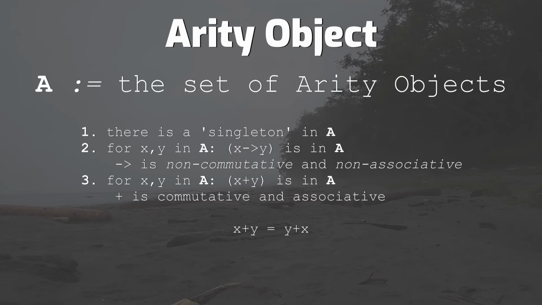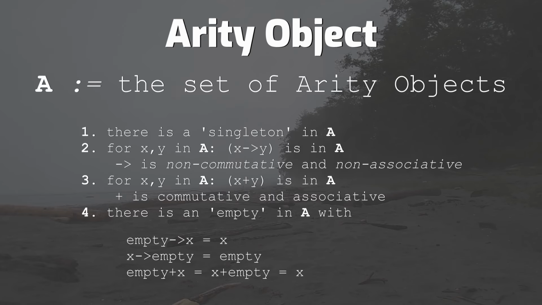Because it's commutative, that means we don't care if one arity or the other comes first in the operator. The order of inputs is irrelevant. And because it's associative, we also don't care about the grouping or layering order. As long as you put the same pieces together, you get the same arity object no matter how many pieces you put together. 4. There is an empty arity object which is not equal to any of the arity objects we can generate from the first three rules, and which follows these simplification equations.